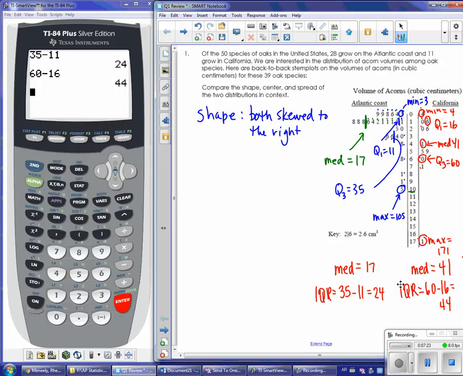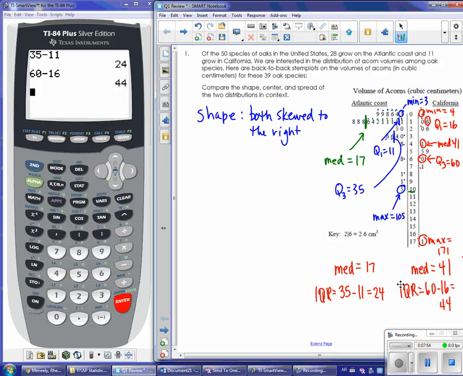I can certainly say that the typical acorn in California is much larger than the typical acorn on the Atlantic coast. And then you want to actually put the median values in there as well. So it looks like it's more than twice the size of the Atlantic coast volumes, where the median for California is 41 centimeters cubed compared to the median on the Atlantic coast, which is only 17 centimeters cubed. So the acorns in California are about twice the size, at least, of the Atlantic coast volumes.